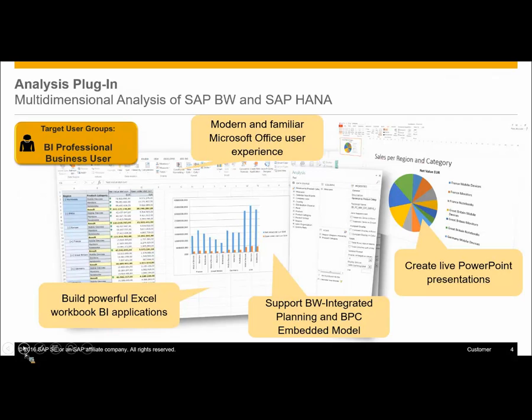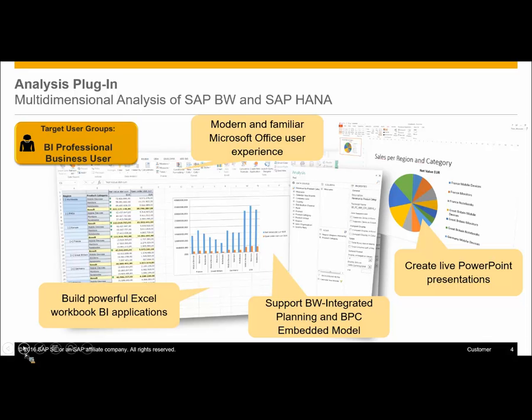So we have a single product, Analysis Office, and this has basically two plugins, so two previous products. One is the Analysis plugin, which is the traditional, I would say, Analysis Office product. It makes the naming a little bit confusing. This is more the pivot table style-driven tool for the BI professional, but also for the business user, that enables more or less an analysis, but also the creation of, I would say, powerful Excel workbooks using our rich API, and also supports planning.